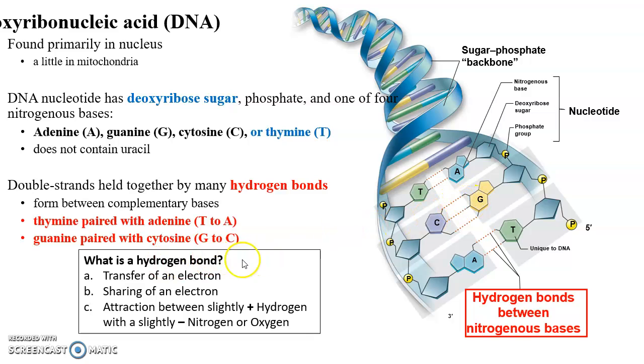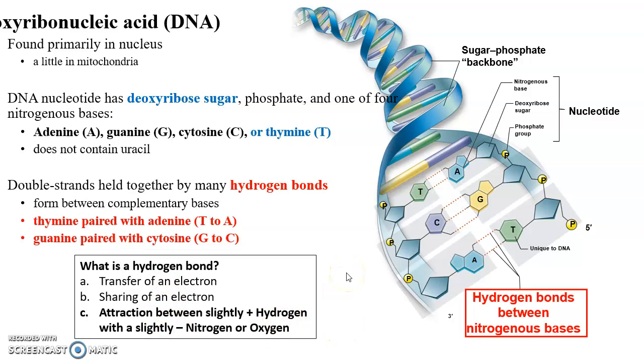Now, what is a hydrogen bond? It should be pretty obvious looking through these options. It's the one with the word hydrogen in it. There's an attraction between slightly positive hydrogen and slightly negative nitrogen or oxygen.